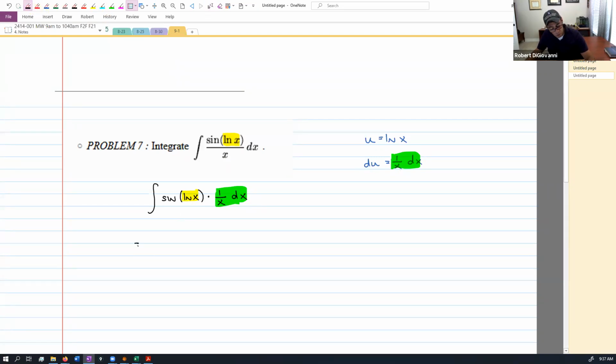So William, what's the new integral that I'd rewrite here? Sine of u du. Sine of u du. Okay, and what's the antiderivative of sine of u du?